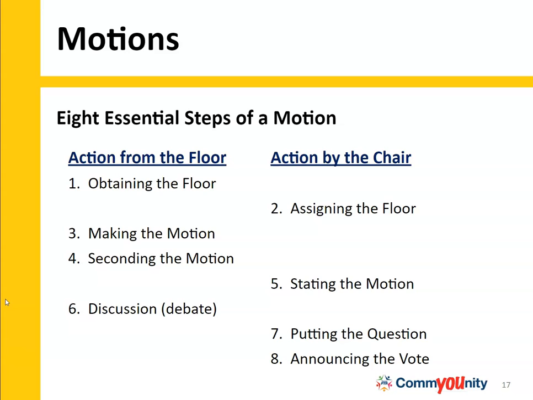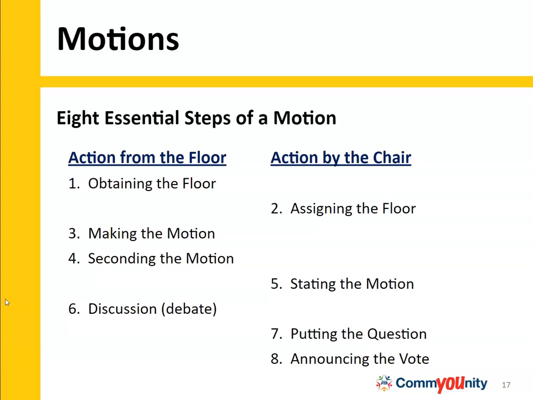4. Seconding the motion. Another member seconds the motion by saying, "I second the motion," or simply "second." Remember, by seconding a motion, the member is merely agreeing that the motion should come before the assembly, not that he is necessarily in favor of the motion. 5. Stating the motion. The chair formally puts the question before the assembly by stating the motion, saying, "It has been moved and seconded that."